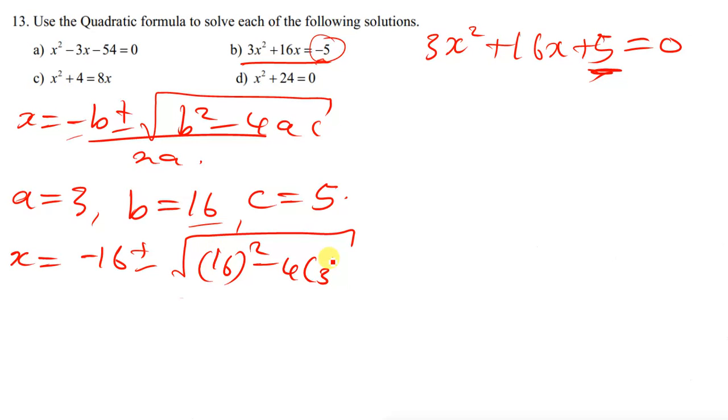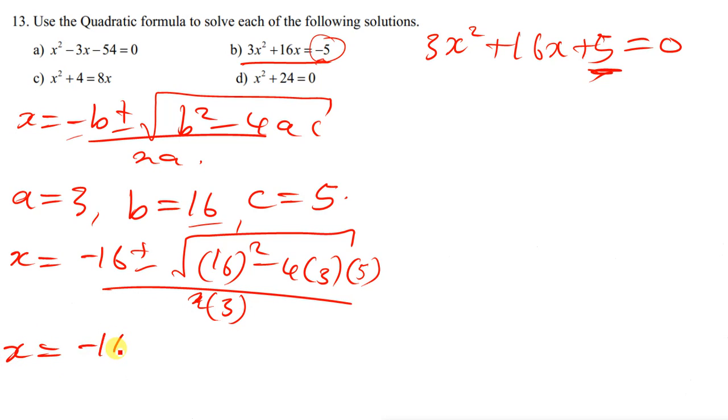The value of a is 3. Then the value of c is simply just 5. Then we divide everything by 2a. So the value of a is 3 rather. So we put 3 there. Okay, let us simplify this.